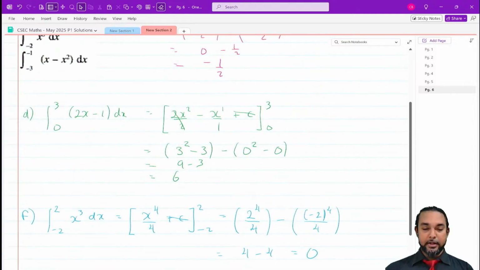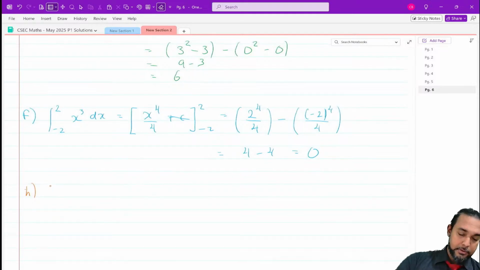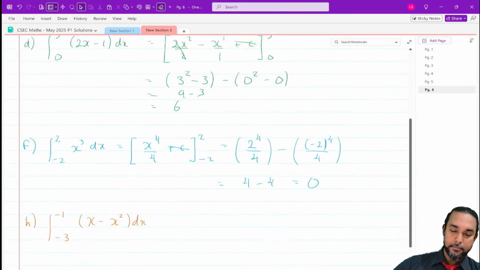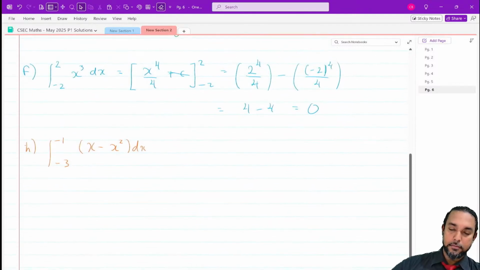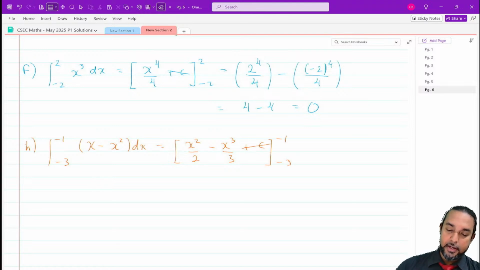All right, and last one for now is x minus x squared between minus 1 and minus 3. So between minus 1 and minus 3 of x minus x squared dx. When we integrate, we're going to get x squared over 2 minus x cubed over 3 plus c, between minus 1 and minus 3. Neglect that. Okay.